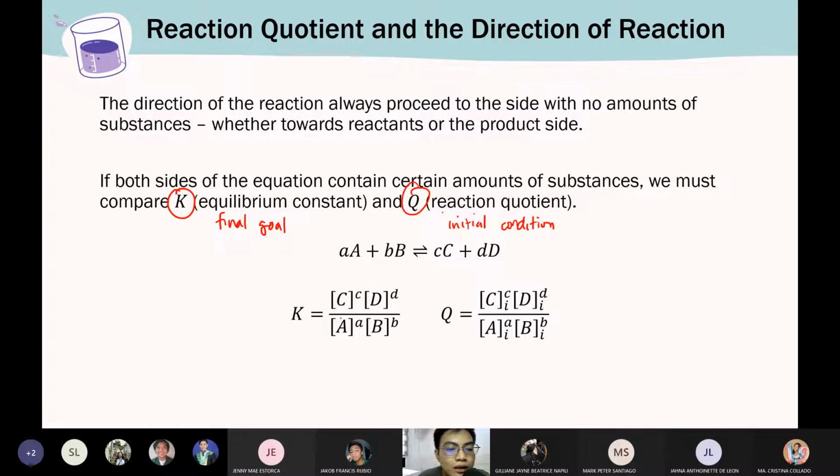So, the equations for the K and Q are the same. Okay? Except that for the Q, we must take note that the concentrations are initial. Okay? So, that is denoted by the small letter i dyan sa baba. Okay? At para saan to ginagamit? Ang K and Q, we compare them to know the direction of the reaction, whether if that is going to the product or to the reactant.